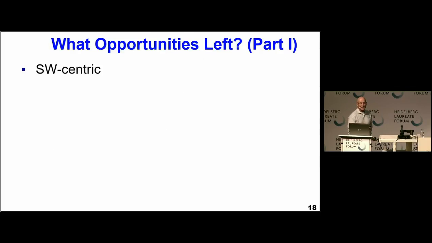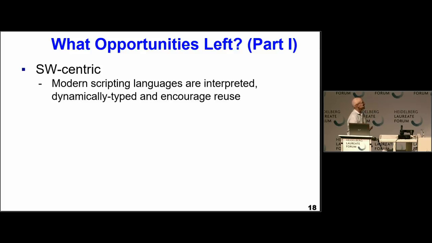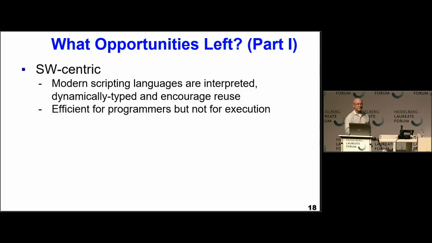The software-centric approach: modern programming languages, not like what some of us learned, are amazing in terms of their productivity, but they're really slow. And I'll give you an example of that. Python's probably the most popular programming language. I'll give you an example about how slow Python is.